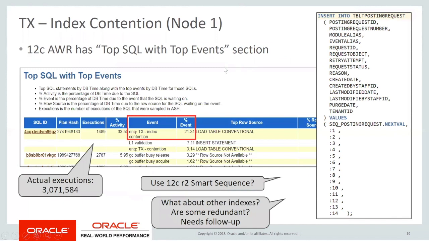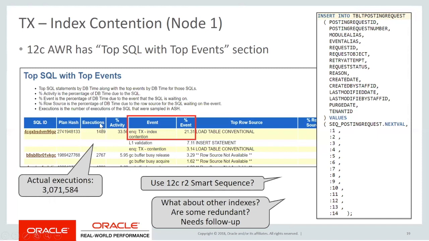Luckily, this was a 12.2 AWR report, and a 12.2 AWR report has this top SQL with top events section, which immediately pinpoints the SQL ID that's being hit by this wait event. So this is an insert statement, and I've formatted it here. It's an insert into a table posting request, values, some nextval from a sequence, and then a bunch of bind variables. It's actually a single row insert statement, which I can check if I go to the SQL ordered by executions. It's processing single rows, and it's being executed a lot of times.